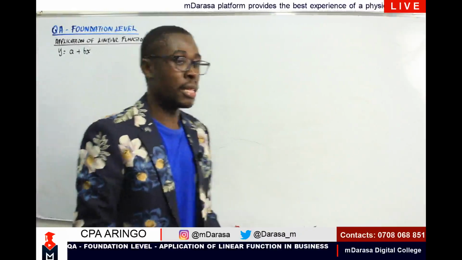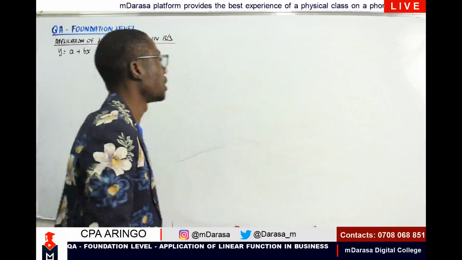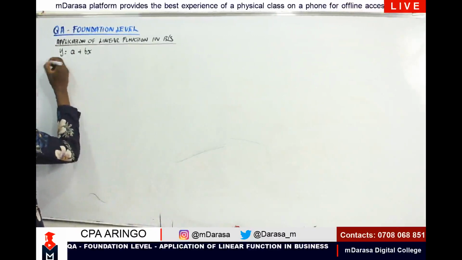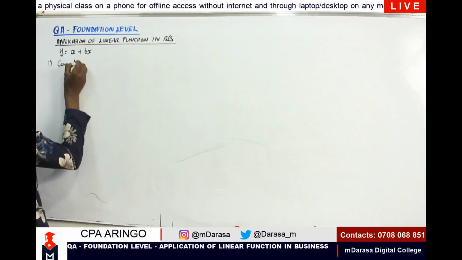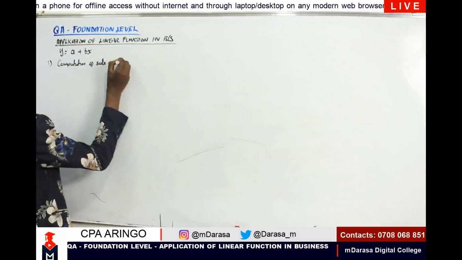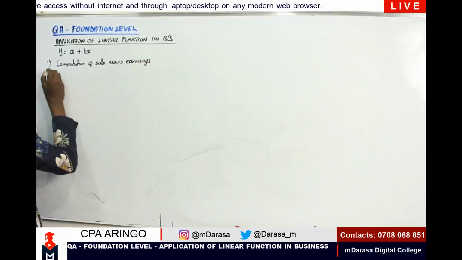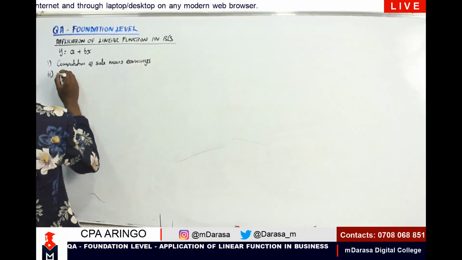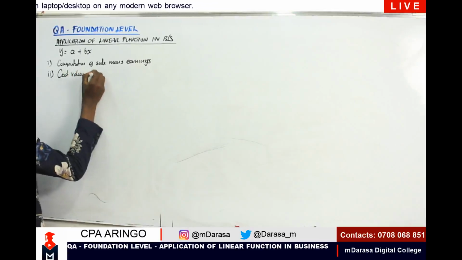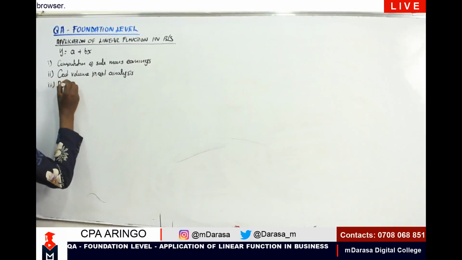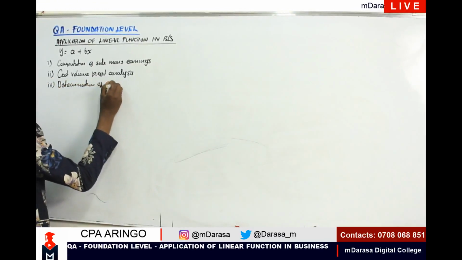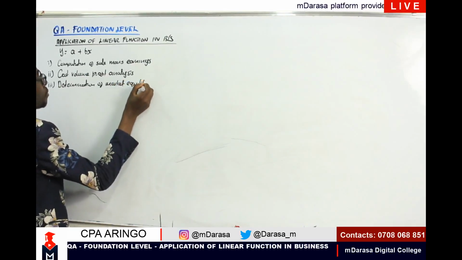So in today's class, I want us to see how this function is usually applied in business. And these are some of the areas whereby linear function will be applied in business. Number one, we normally talk about the computation of salesman's earnings. Number two, we normally talk about CVP, that is, of course, cost volume profit analysis. Also, it can be applied in the determination of market equilibrium.